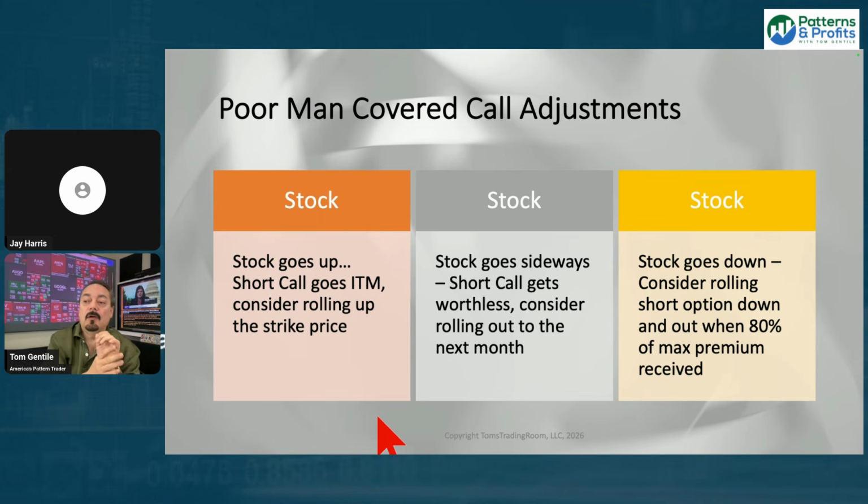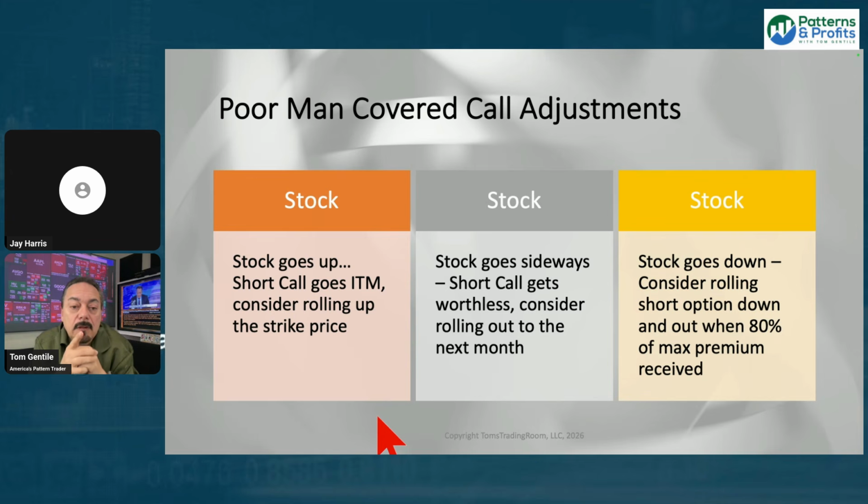If we go sideways, the call could become worthless, or it could get assigned. That's always the case when you have something that's in the money. These adjustments are not the rule of thumb. The rule of thumb is that the long side could take away the short side.